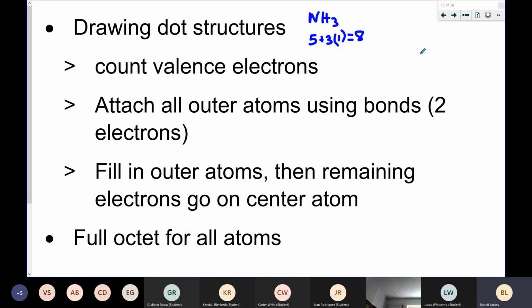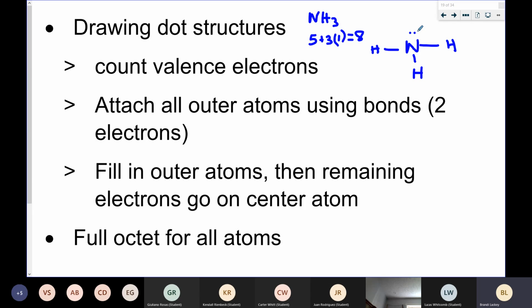So we said whatever's listed first goes in the middle unless it's hydrogen. So we have nitrogen in the middle with our 3 hydrogens hanging out. We said we connect everything to the center atom using a bond. So that's 2, 4, 6 electrons. All of our hydrogens are full because once hydrogen has 2 electrons, it's done. So our 2 leftovers are going to go on the center. And right now, everything does have its full octet because all 3 hydrogens have 2 electrons and nitrogen has a total of 8. So that's what our dot structure for ammonia would look like.